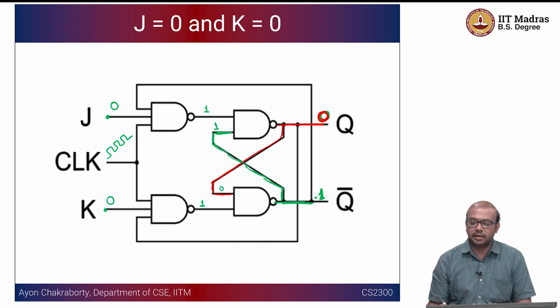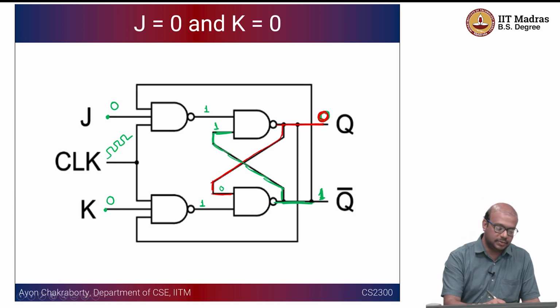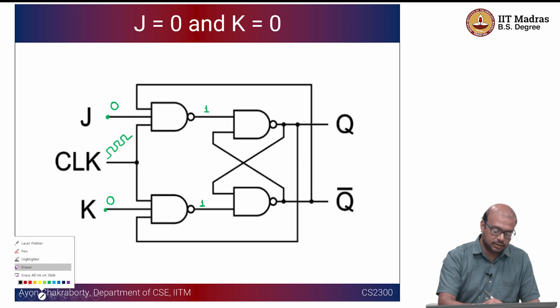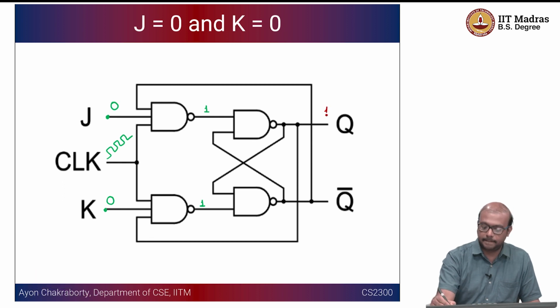So if you have Q equal to 0 and Q bar equal to 1, definitely that is not going to change its value. Even if you try out the other way around, for example, I will swap these values completely, with J equal to 0 and K equal to 0, but Q now, instead of 0, we can put it at 1. If we put this at 1, this is going to be 0. Okay, so you can apply the same logic.